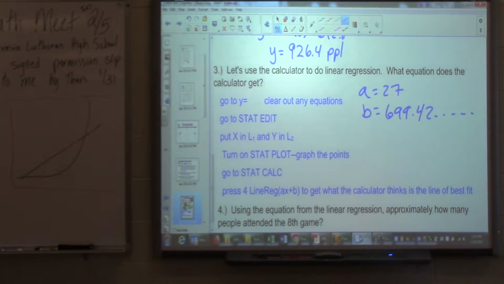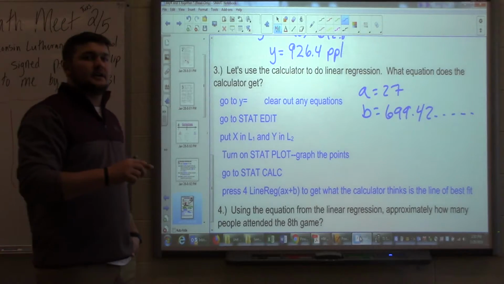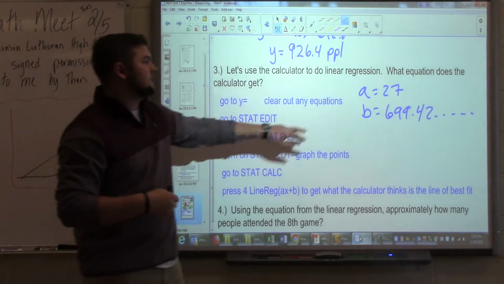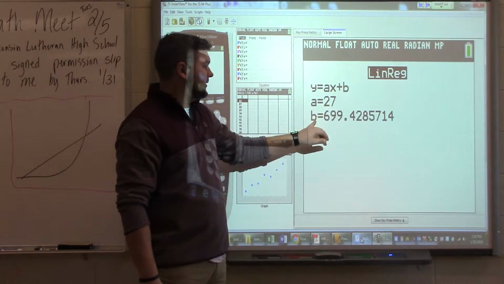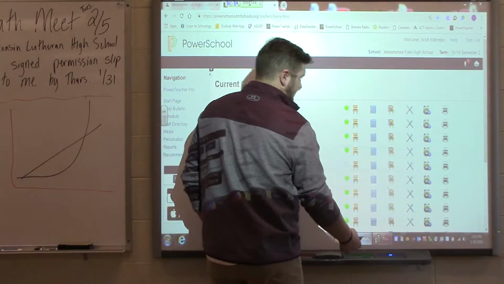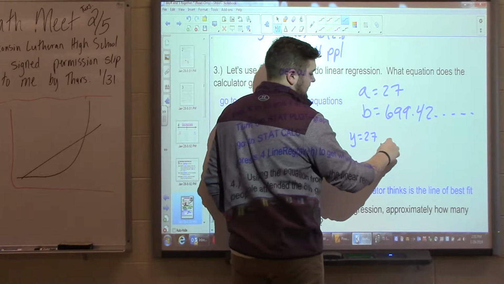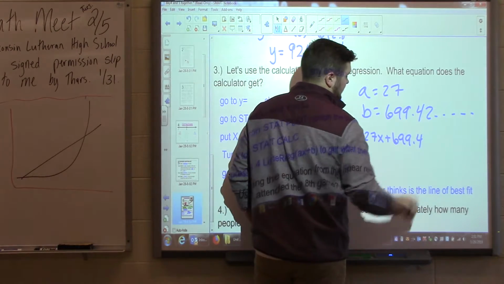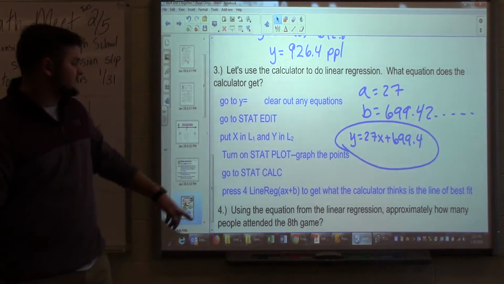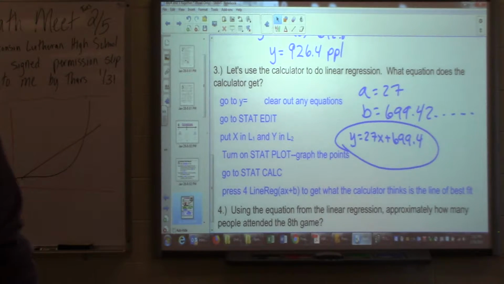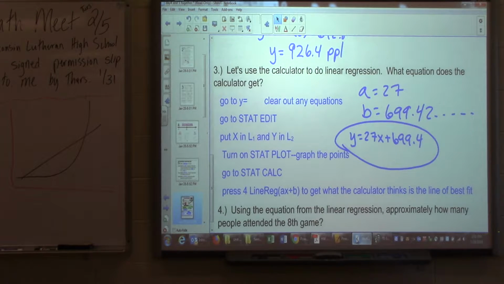But we want an equation for our linear regression. Guys, how do I put this into an equation? Look, y equals ax plus b. Plug in A, plug in B. Y equals 27x plus 699.4, we'll say. That's my equation. So what I want you to do then is answer number 4. It's the same thing we did number 2, but now we're using our linear regression formula. Good thing I'm not an English teacher. All right.